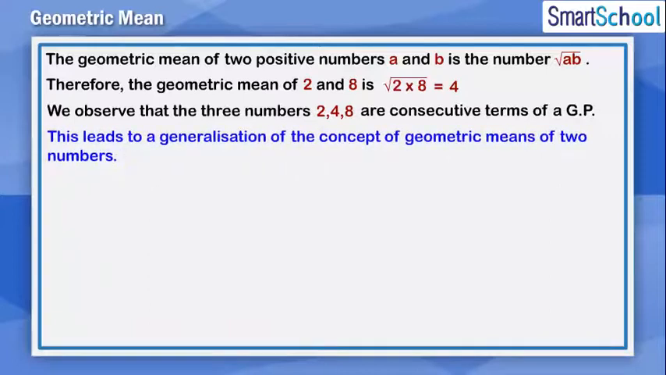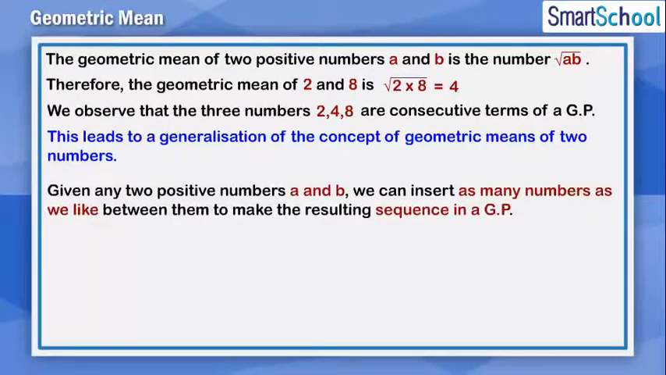This leads to a generalization of the concept of geometric means of two numbers. Given any two positive numbers a and b, we can insert as many numbers as we like between them to make the resulting sequence a GP. Let us understand this further.